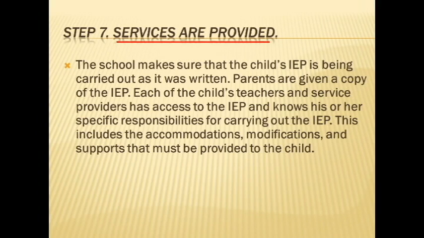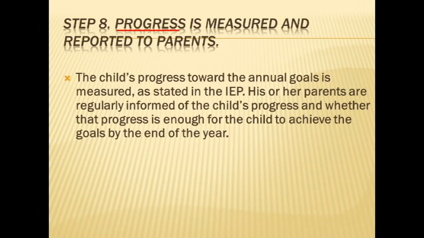Then the school ensures that services within the IEP are provided. Parents are given a copy of the IEP. The child's teachers and service providers have access to the IEP and know what their specific responsibilities are, including any accommodations, modifications, and supports. Progress during the year after the IEP is put into place is measured and reported to the parents to make sure that your child is doing well towards meeting his goals for the year.